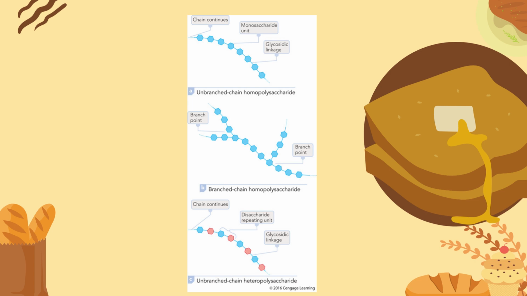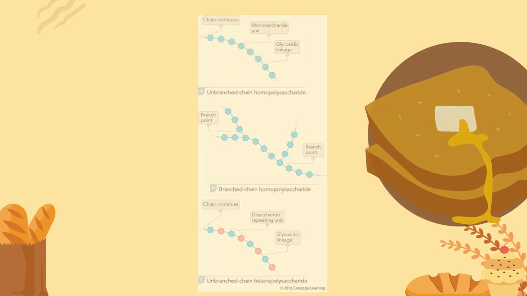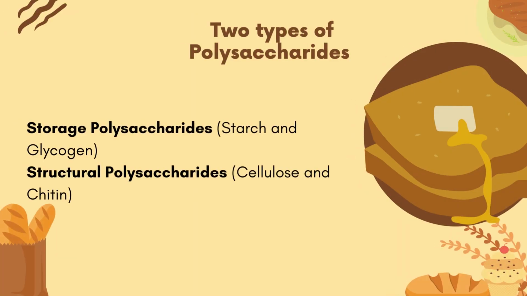Whereas the third example is an example of an unbranched heteropolysaccharide. So you can see that the different colors indicate the presence of different types of monomeric units bonded to one another in this type of polysaccharide chain.